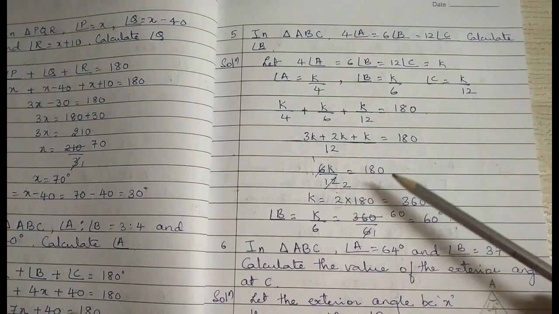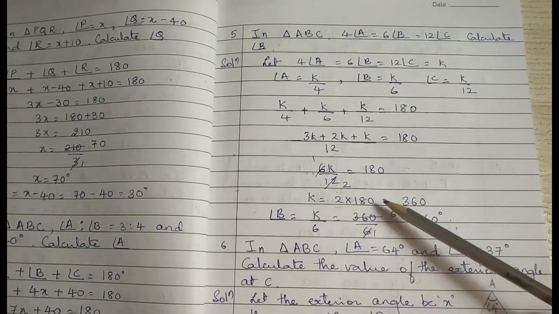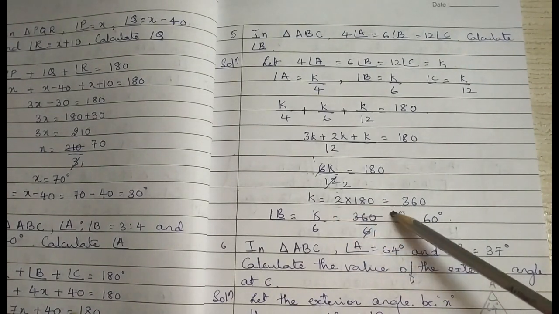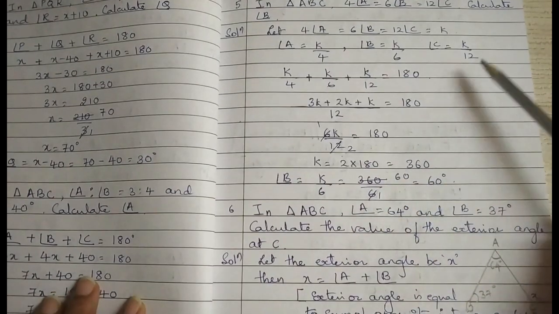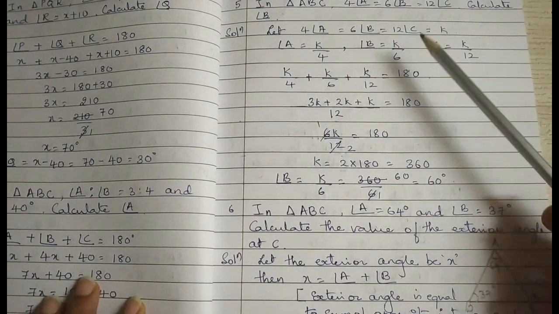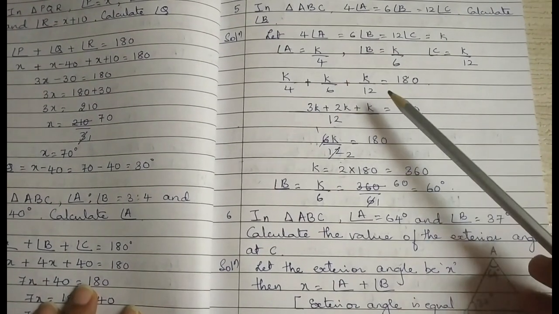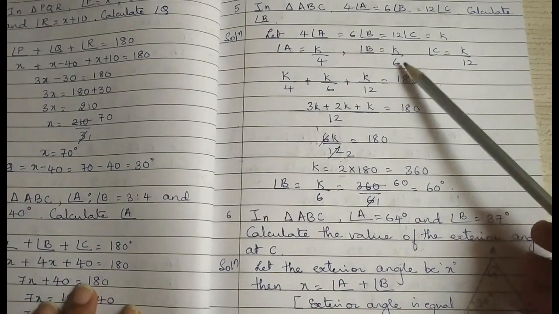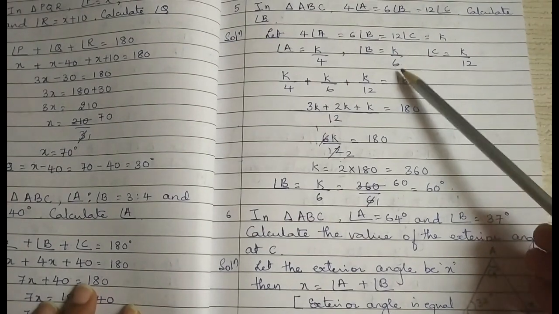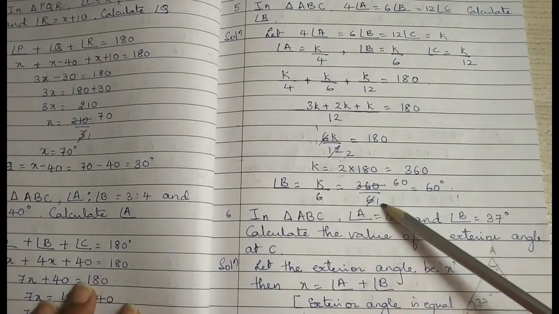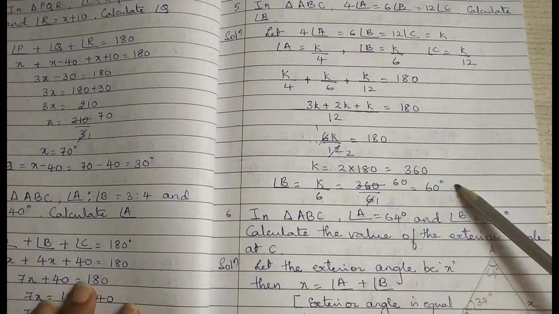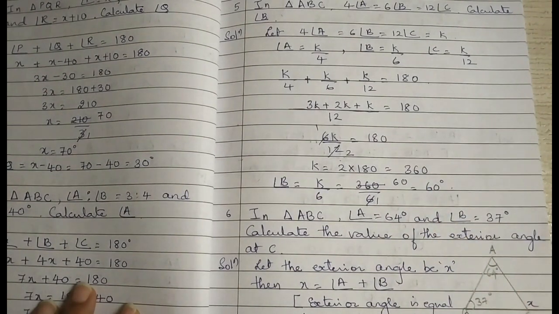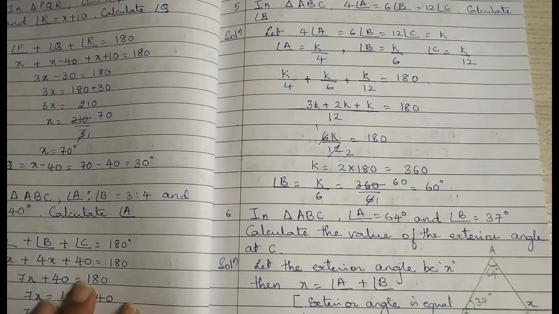2 will go to the right hand side. It will get multiplied. So K is equal to 2 into 180. 2 into 180 is nothing but 360. Now we have to find what is asked. Calculate angle B. So what is angle B? Angle B is nothing but K by 6. That means 360 upon 6. 6 1s are 6, 6 2s are 12, 6 zeros are 0. That is equal to 60 degrees. Therefore, angle B is equal to 60 degrees.